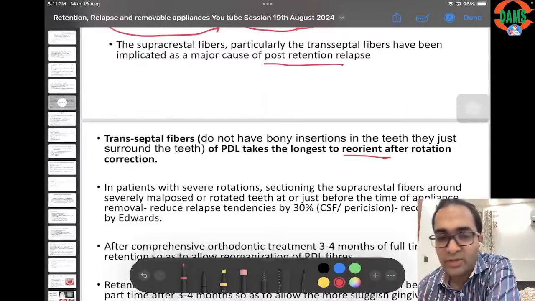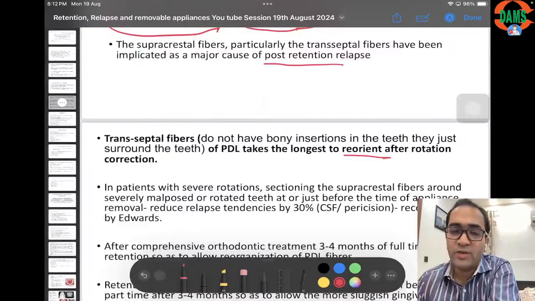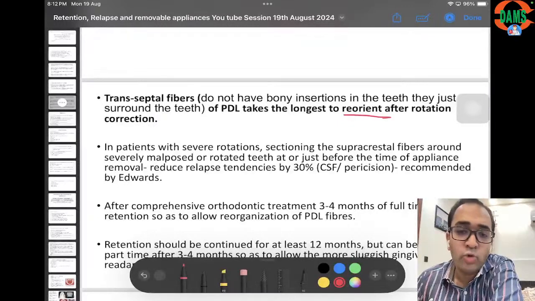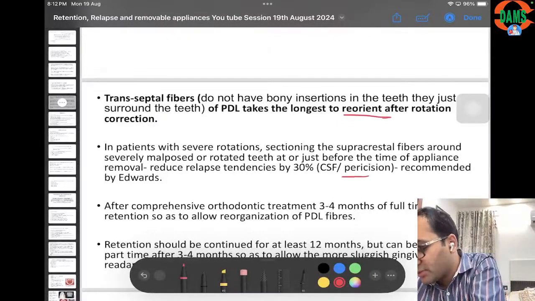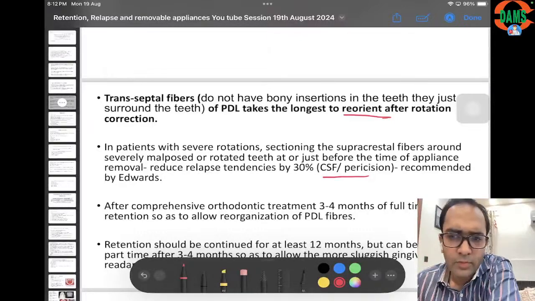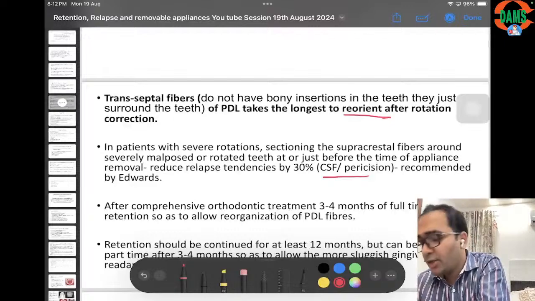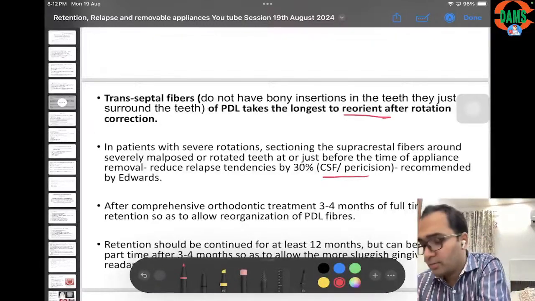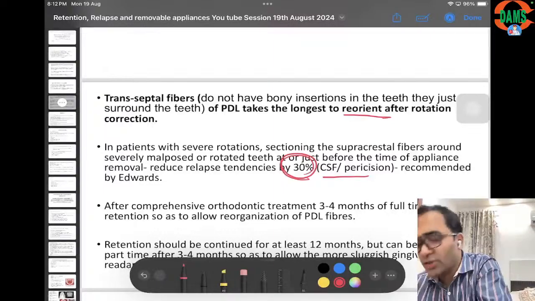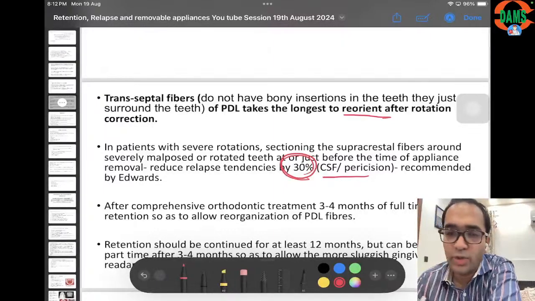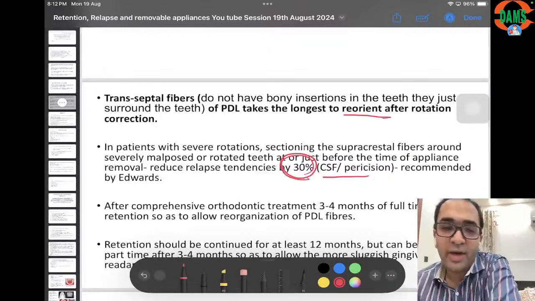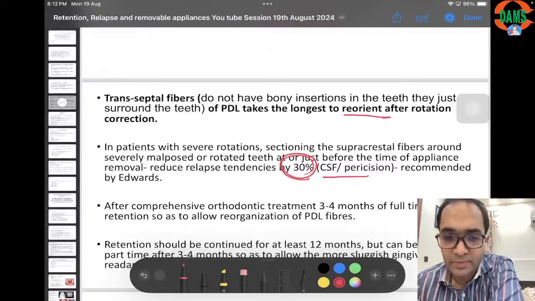So how to avoid relapse in these cases? When we do a severe rotation correction, it is recommended to do circumferential supracrestal fibrotomy or CSF. It reduces the relapse tendency by 30%. Just note down these figures because they are asked as an MCQ in the NEET exam. It is 30%, and this CSF was recommended by a scientist named Edwards.